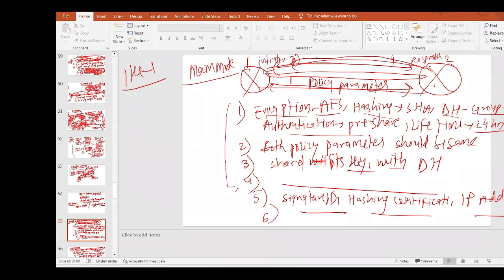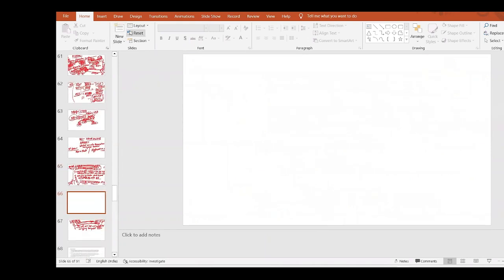So these are the 6 packets. This router 2 will forward its own signature ID, hashing certificate, and IP addresses. Packets 1, 3, and 5 are forwarded by the initiator, router 1, and packets 2, 4, and 6 are forwarded by R2. Once the key is exchanged, the 5th and 6th packets are encrypted packets. Remember. These are the policy parameters exchanged by main mode. Got it? Once this packet exchange is done, there would be IKE phase 2.